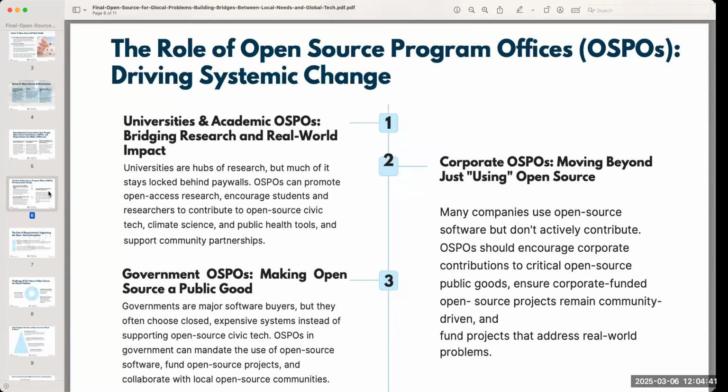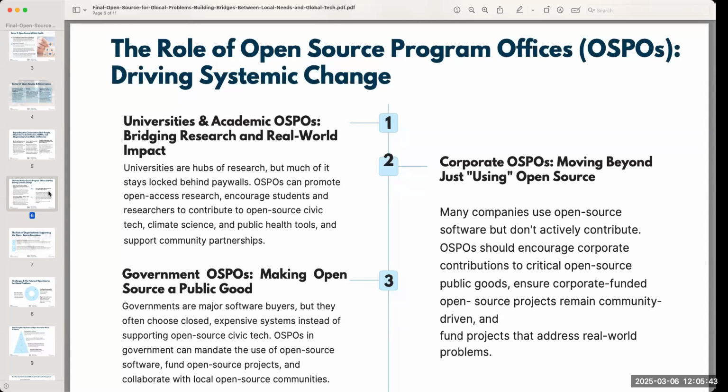So while universities are a hub of research, sometimes most of it stays locked behind paywalls because of different things. But I believe OSPOs can promote open access to research that contributes to solving real world issues, and then encourage students and researchers to contribute to open source, civic tech, climate science, anything that they really feel will be a public good or something that can be used in real time in the real world. And another way to do this is to support community partnerships. So research doesn't just stay in academia, but it actually gets applied in real world settings. And the Open Data Institute has also worked with some universities to create open source climate and public health models that governments now use in decision making. And I think that's a very, very great example.